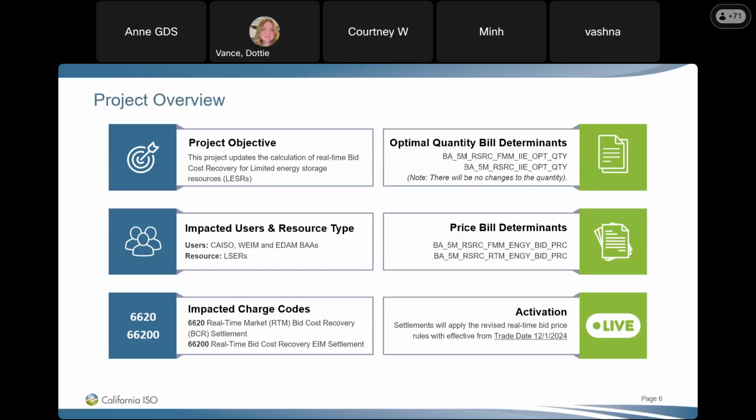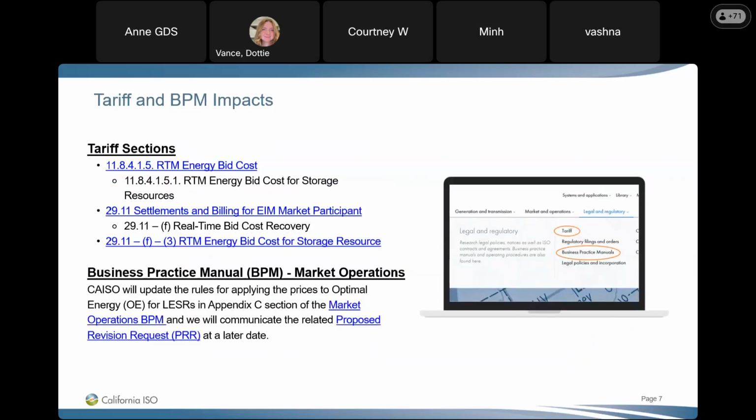And then with that, I did want to point out, if you're someone who wants to see where does this tie into the tariff, how is this impacting our business practice manuals, I do have this linked here for you. So these are the tariff sections that I have linked, as well as you'll see the market operations BPM will be updated, and it's going to reflect the rules for applying the prices to optimal energy for the LESRs in Appendix C. Now, this will go through that PRR process. I do have the PRR process linked. Once we get more details and once this does go through, we'll be communicating this out to users for your awareness and for your involvement.